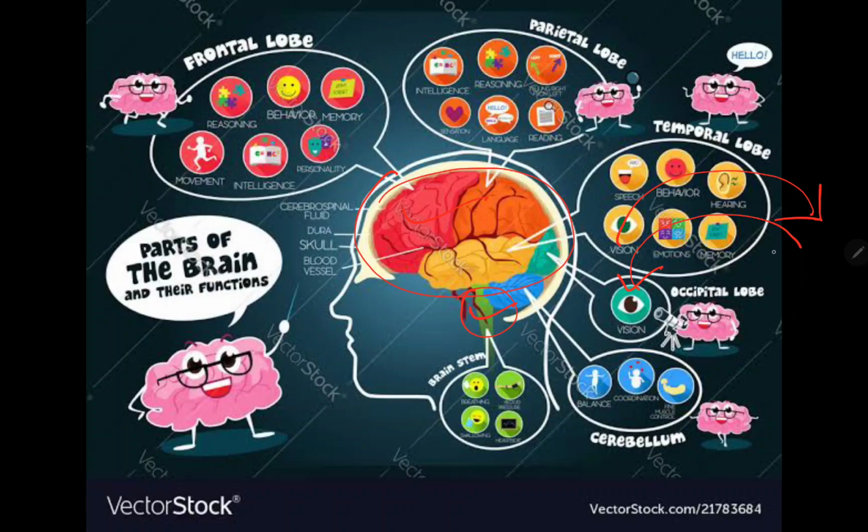Whether the activities are controlled by your will or not, all the functions are done by your central nervous system. It may be external activities, it may be your internal body organ activities. Now this central nervous system comprises two parts, that is your brain and the spinal cord.